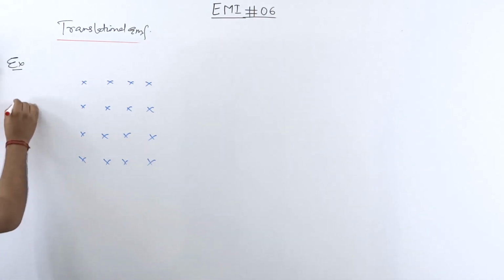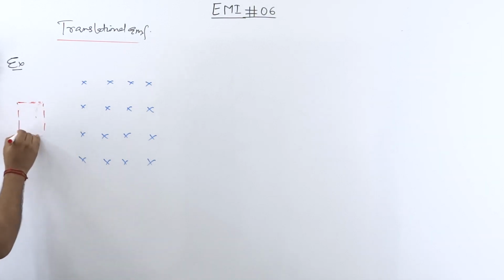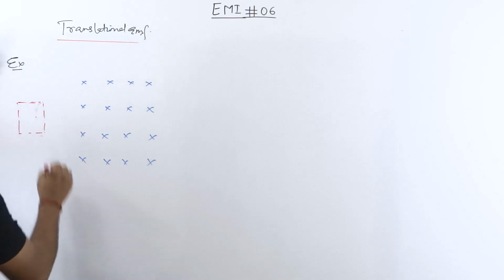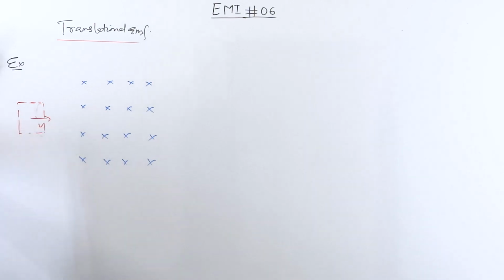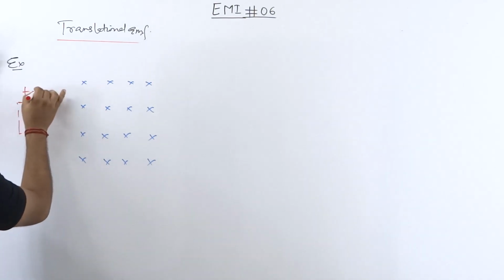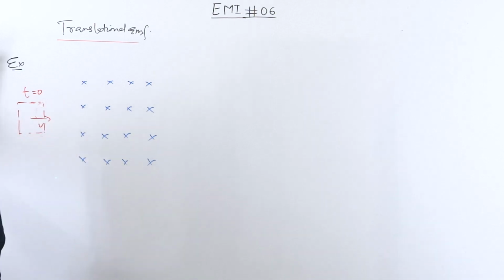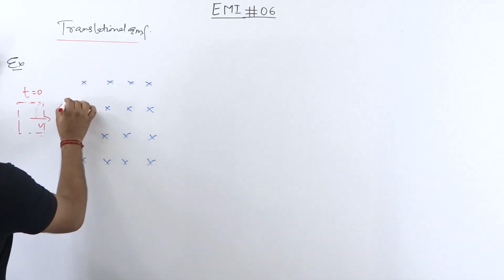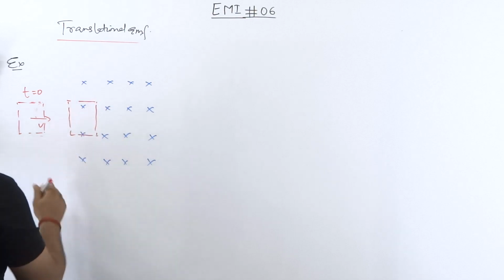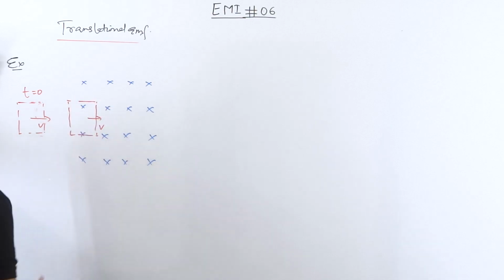I have a square loop, like this, and this is moving towards this with a velocity v. At time t equals 0, it is here, completely outside this magnetic field, but after a certain time, let's say half of it is outside the magnetic field and half of it is inside the magnetic field and still moving with the velocity v.